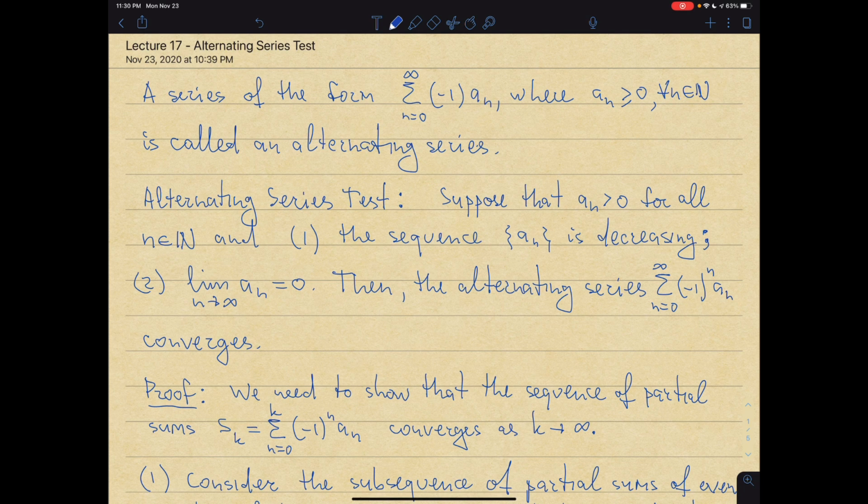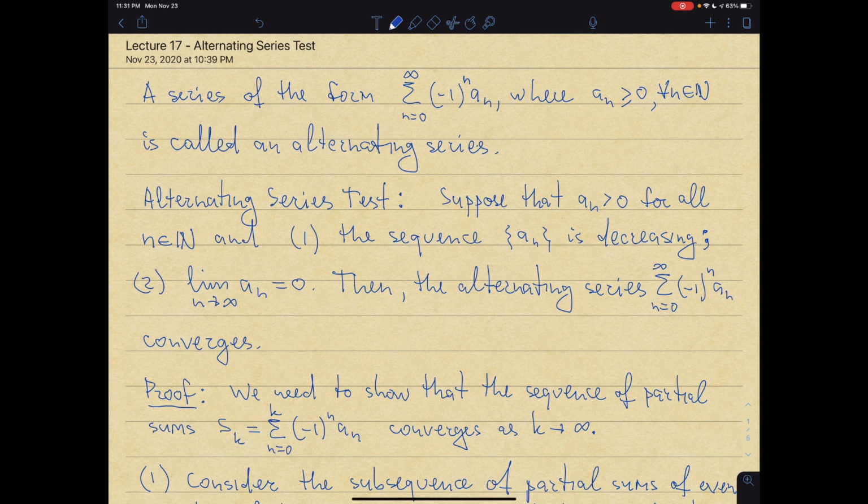The last test for convergence of series that we're going to discuss will deal with alternating series, which are series of the form shown here. As you remember from calculus, an alternating series is a series which has alternating signs. There is an n missing here, so you have minus 1 to the n. That means that each next term is going to have an opposite sign than the previous term.